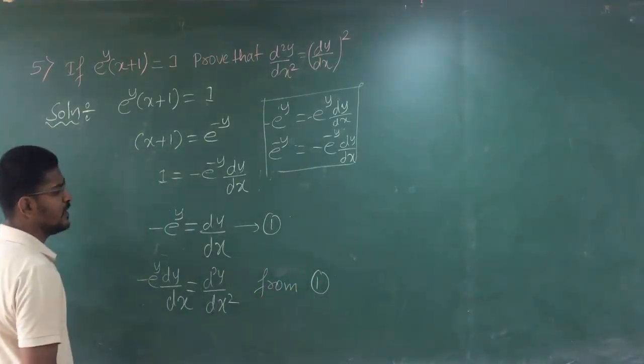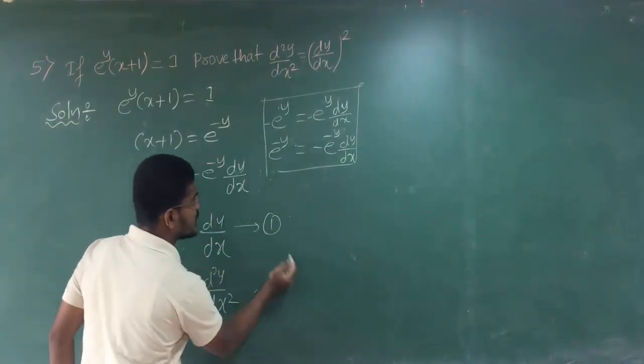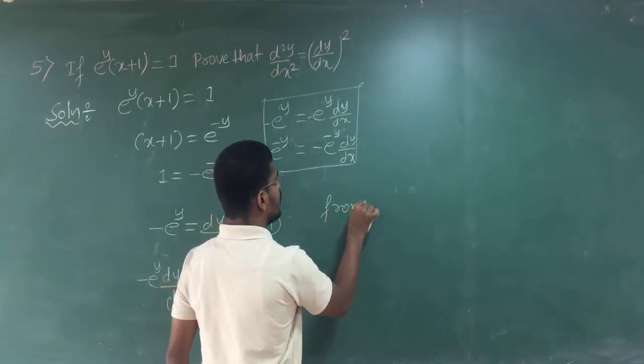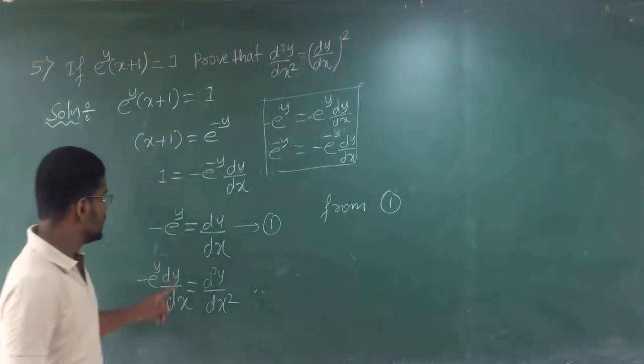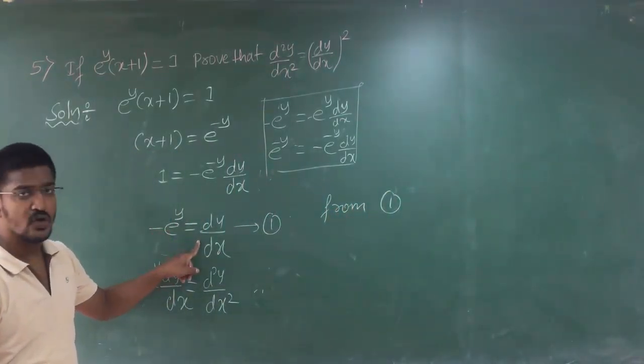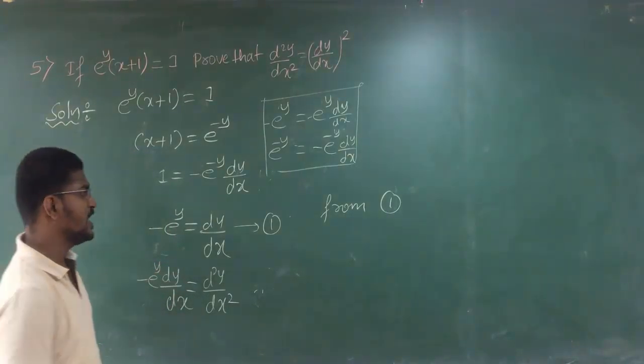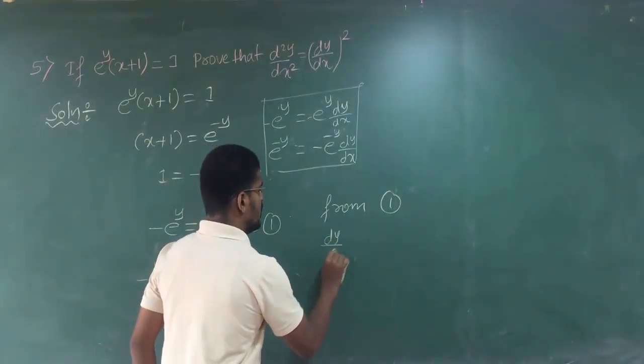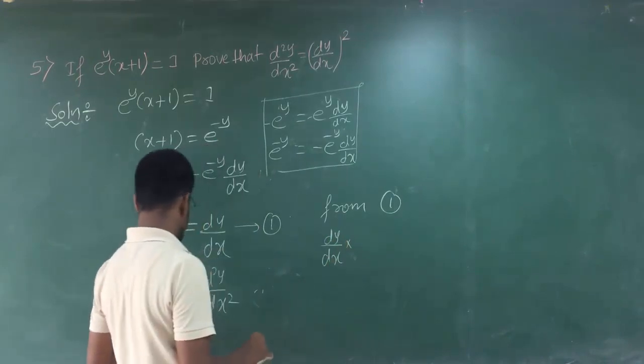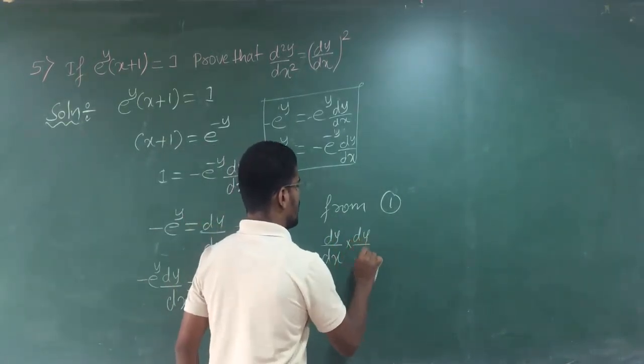So for that reason, from equation 1, what can you write? Don't write here. Okay, let us write here. From 1, what can you write? Minus e to the power of y equal to dy by dx. In this place, you write dy by dx. This term is the same as it is, dy by dx.